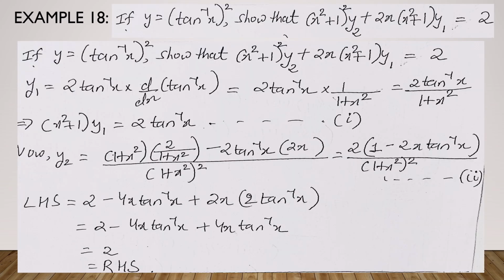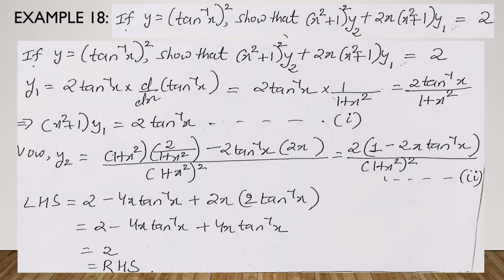If y is equal to tan inverse of x whole square, show that x square plus 1 whole square y2 plus 2x into x square plus 1 y1 equal to 2. Again over here, first find y1, means the first derivative. Square means first of all the power rule. So 2 into tan inverse of x into derivative of tan inverse of x, which is 1 upon 1 plus x square. So y1 is 2 tan inverse of x upon 1 plus x square. So x square plus 1 y1 is 2 tan inverse of x.